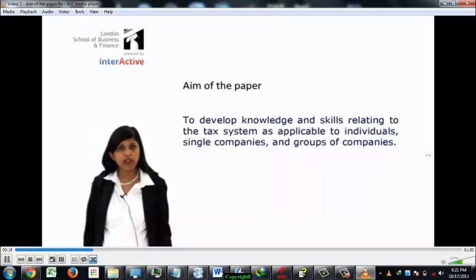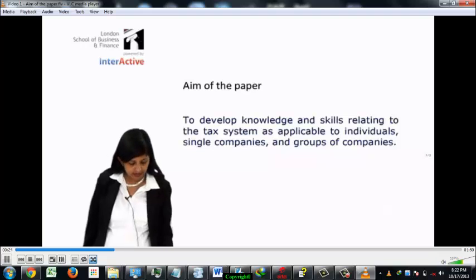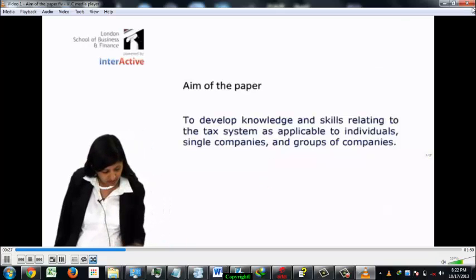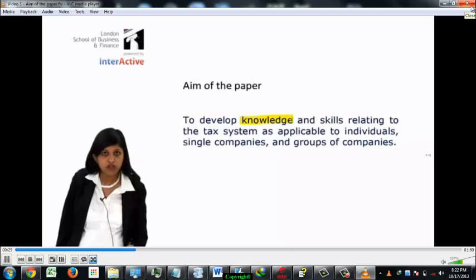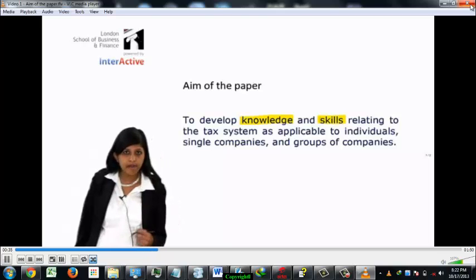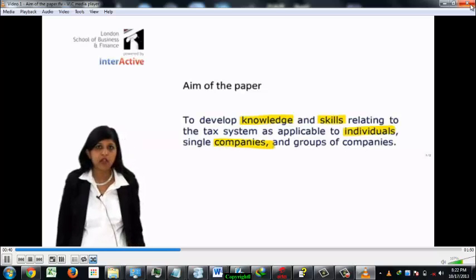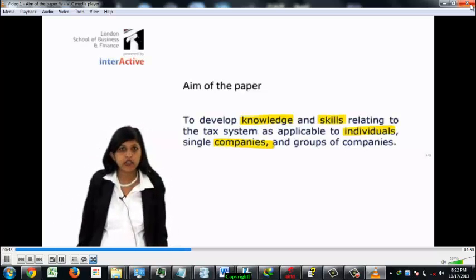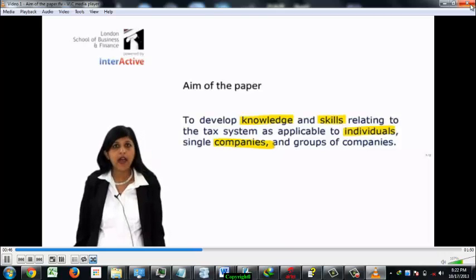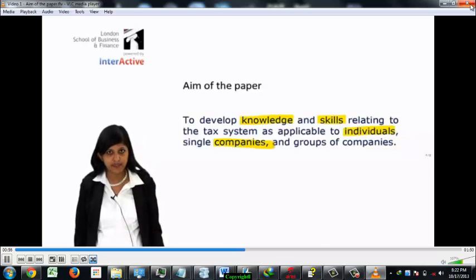Let's start by looking at the aim of the paper. As it says here, the aim of the paper is to develop knowledge and skills relating to the tax system as applicable to individuals and companies. So individuals, like you and I, pay tax, and companies pay tax, and this paper, F6, introduces us to the different taxes paid by individuals and companies.